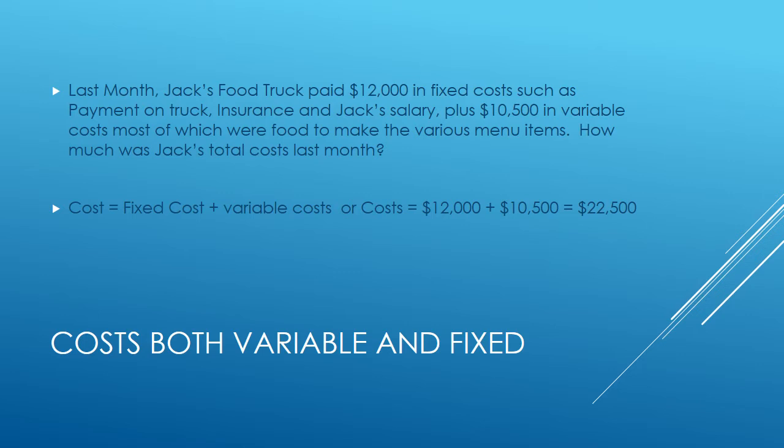Last month, Jack's food truck paid $12,000 in fixed costs for such things as payment on the truck, insurance, and Jack's salary, plus $10,500 in variable costs, most of which were food to make the various menu items. So how much was Jack's total cost last month?